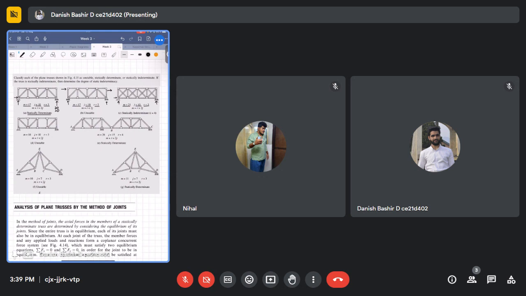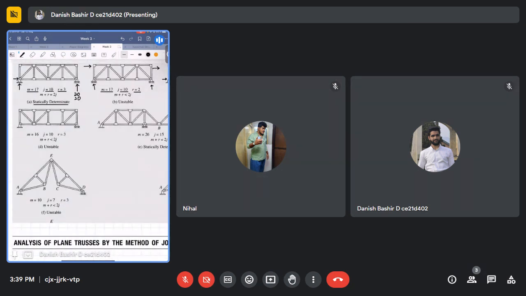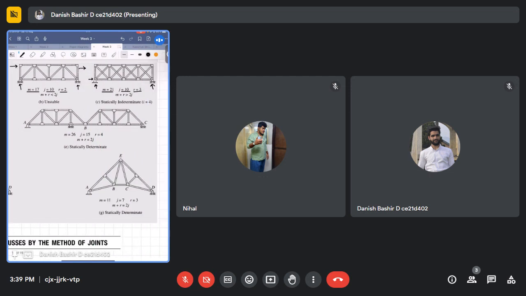Now, one more we can check here. It has three reactions, this one and this one. m is equal to 16. These are 16 members, I can count for you: 1, 2, 3, 4, 5, 6, 7, 8, 9, 10, 11, 12, 13, 14, 15, 16. Number of joints j is equal to 10, and reaction forces are 3. m plus r is less than 2j, so it's unstable.